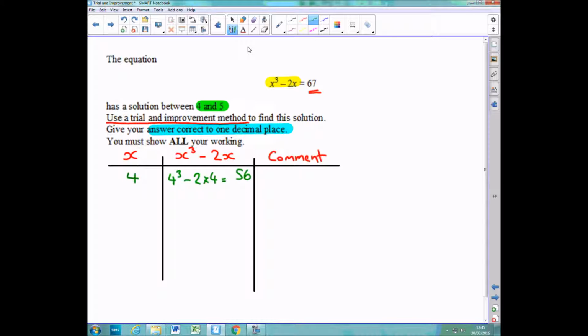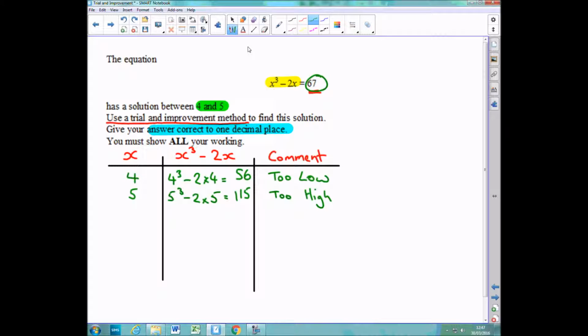For the last column, the comment, I need to comment on this answer, and as you can see, comparing it to this 67, my answer is too low. That must mean I need to pick a bigger number for x. So now I'm going to try 5. Putting 5 into my function, I need to do 5 cubed minus 2 times 5. Again, using my calculator, I get an answer of 115. And this time, it's too high.